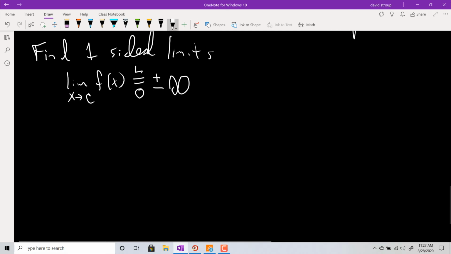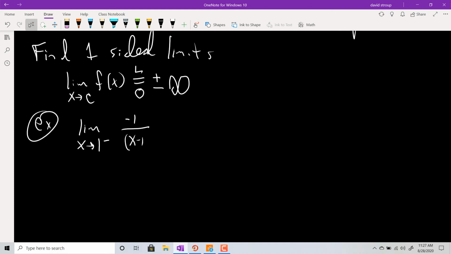To figure out which one it is, all you have to do is a test value. So automatically, if you have something like this example, the limit as x goes to 1 from the left of negative 1 all over x minus 1 squared, when you plug in 1, what do you get? Well, you get negative 1 in the numerator. And then in the denominator, you'll get 1 minus 1, which is 0, and 0 squared is 0. So automatically you know it's either going to be plus or minus infinity. The problem is figuring out which.